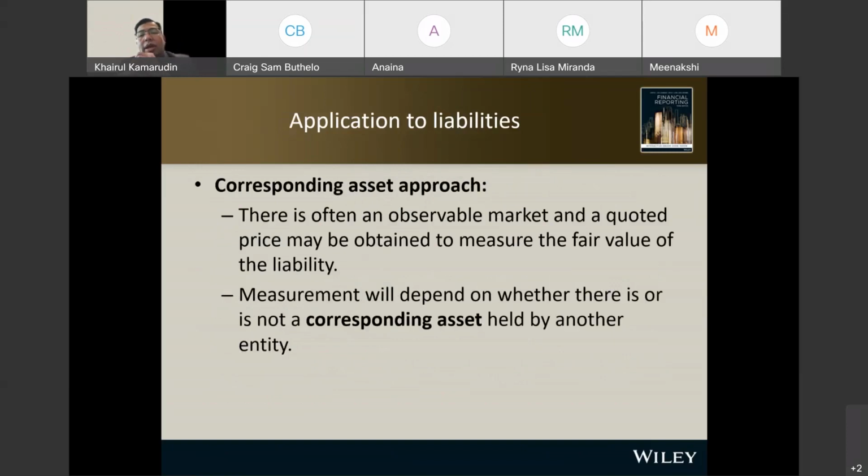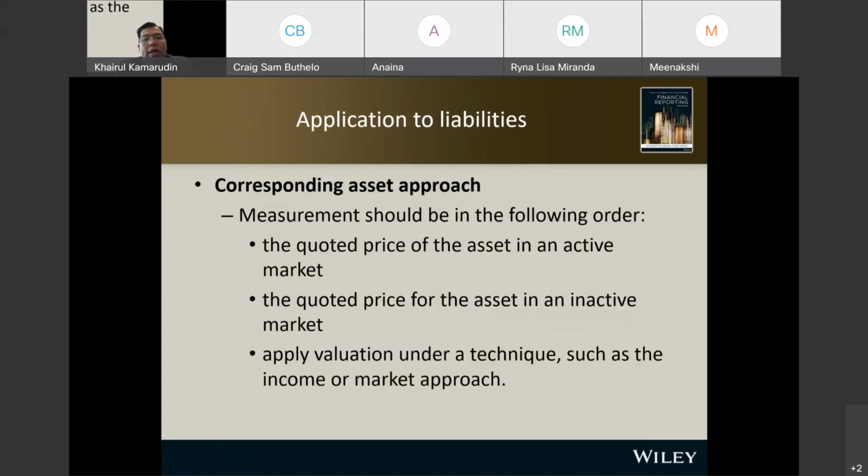There is often an observable market and quoted price may be obtained to measure the fair value of liability. So some of these liabilities relate to assets. So measurement will depend on whether there is or there is not a corresponding asset held by another entity. Measurement should be in the following order for corresponding asset: the quoted price of the asset in an active market, or the quoted price of the asset in an inactive market, or applying valuation techniques such as income or market approach. I'm going to show you how we're going to do this.